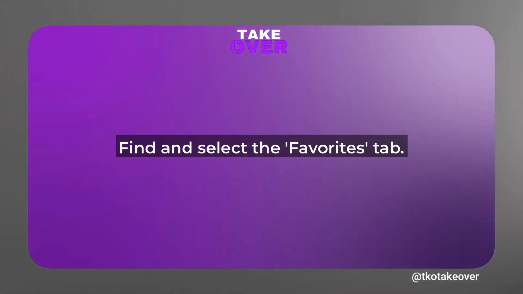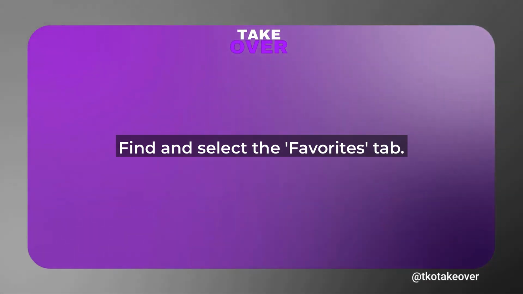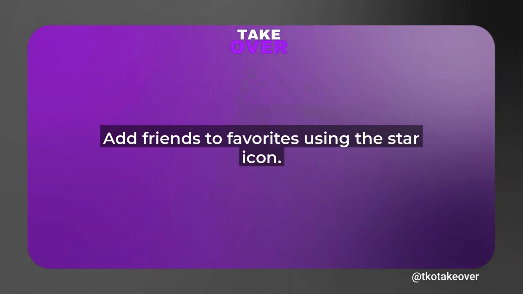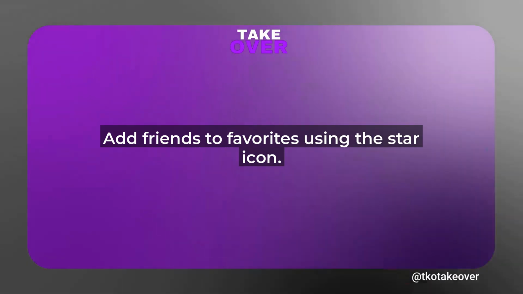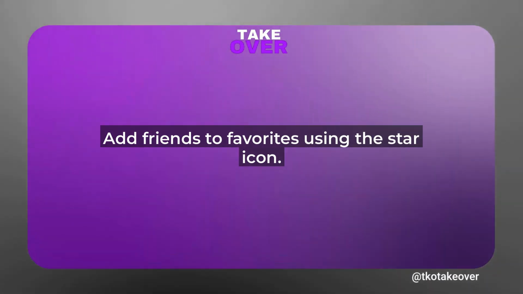Next, scroll down and look for the Friends section. It's usually right there in the menu. Tap on it, and you'll see your full list of friends. But here's where it gets exciting. At the top of this page, you'll find a new tab labeled Favorites. If you haven't set any favorites yet, don't worry, let's add some now.